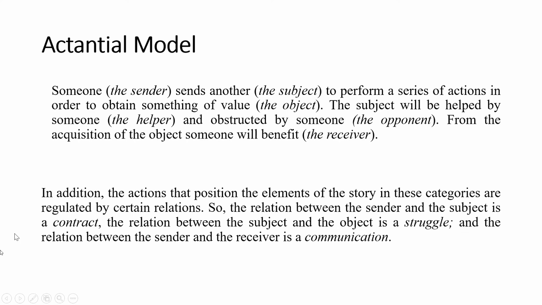And we can also say that between these components, there are certain relations. For instance, between the sender and the subject, it is a contract. If the sender is the people and the subject is a politician, then people vote, and there is a contract between this newly elected president and the people, right? The relation between subject and object is a struggle, because the president struggles for justice. And between the sender and the receiver is communication, but if we talk about politics, the sender and the receiver are actually the same.